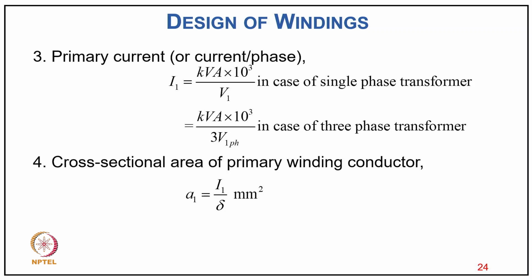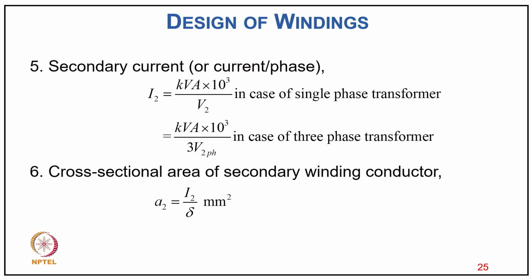So I1 is kVA into 10 power 3 by V1 for the case of a single phase transformer, and equal to kVA into 10 power 3 by 3 V1 per phase in the case of a three phase transformer. And step 4, to find out the cross section area of the primary winding conductor, that is A1 equal to I1 upon sigma millimeter, where sigma is your current density in ampere per millimeter square.